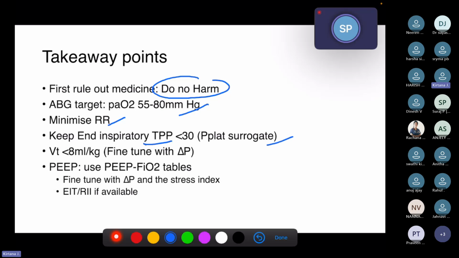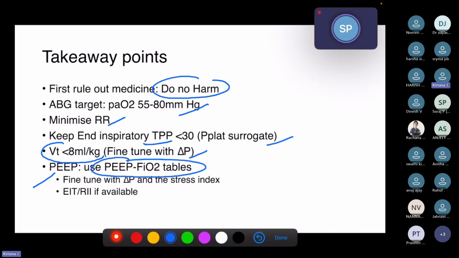Keep your tidal volumes to less than 8 ml per kg and then fine tune it with delta pressure, that is the driving pressure, because it's a representation of your end expiratory lung volume. Lastly, PEEP. It might be difficult for us to do these methods of setting the optimal PEEP, even looking at driving pressures. So the simple thing that I would tell everyone is you look at the PEEP FiO2 tables.